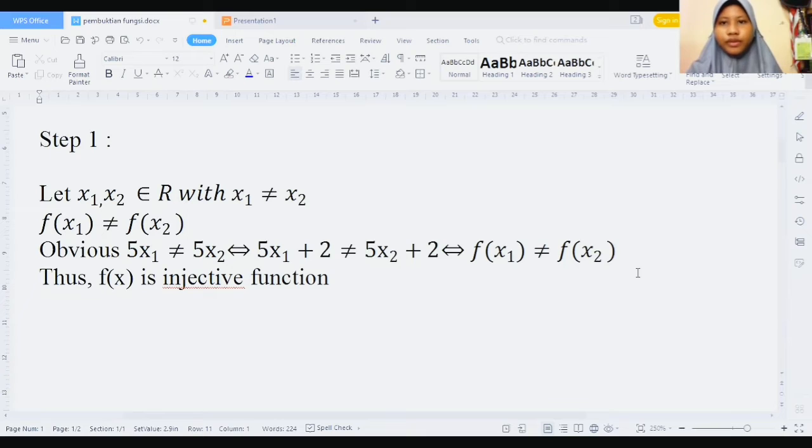So we can check if the function is injective or not. From the definition, we have x1, x2 element of R with x1 not equal to x2. So f(x1) not equal f(x2). Obviously, 5x1 not equal 5x2 implies 5x1 plus 2 not equal 5x2 plus 2 implies f(x1) not equal f(x2). Thus, f(x) is an injective function.